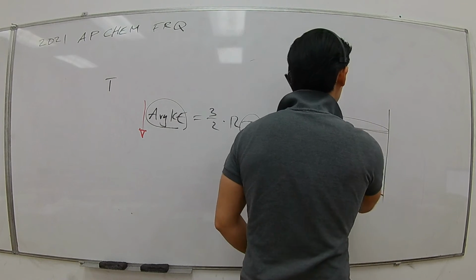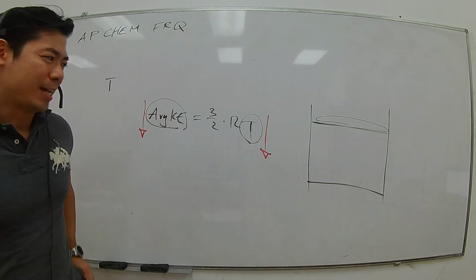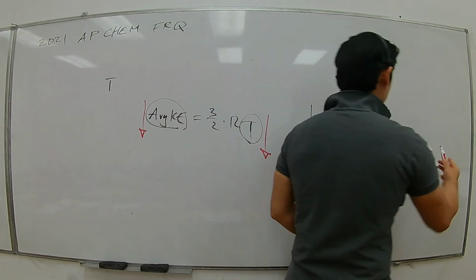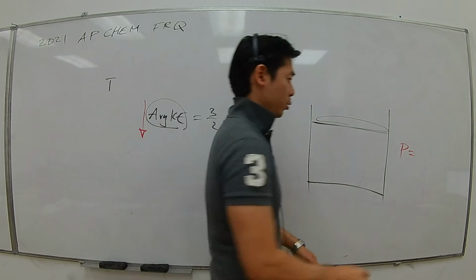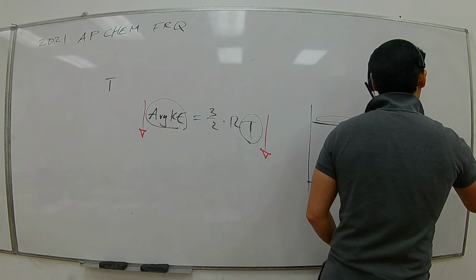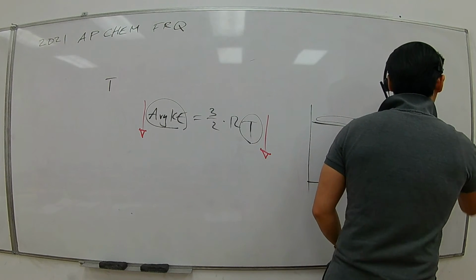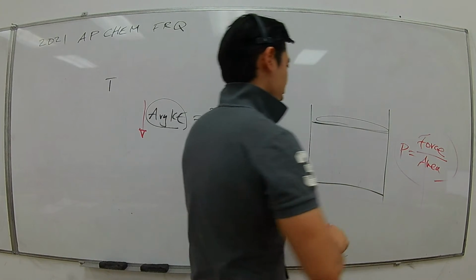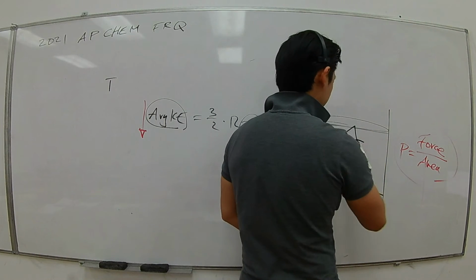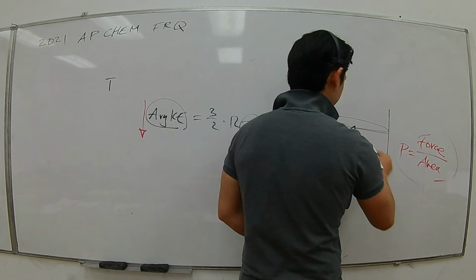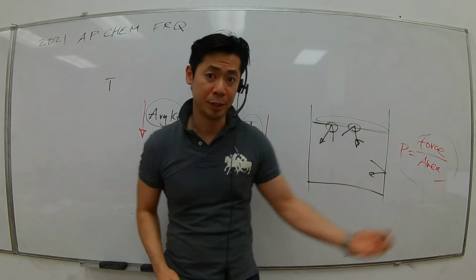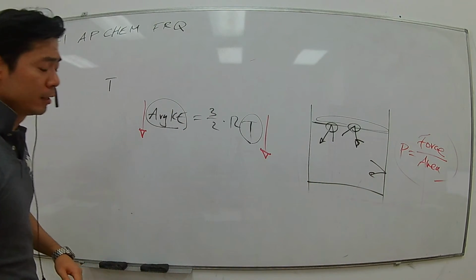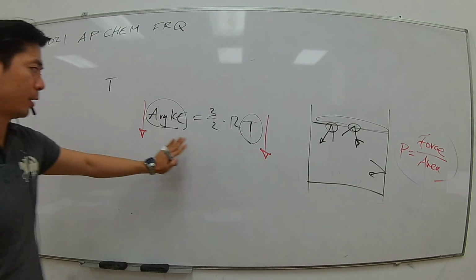You have a movable piston here, okay? So the gas particles exert pressure. So what is pressure? The pressure equation is force over area, okay? And now, as the gas particles collide onto the wall of the container, they bounce back, right? They bounce off of the wall. That's where the force is being exerted, and that's how the pressure of the gas is being exerted.